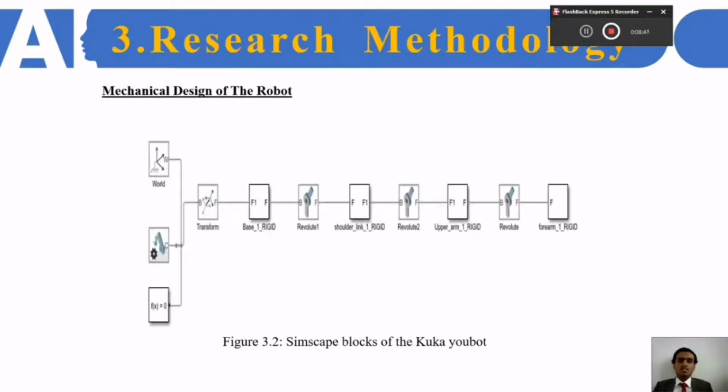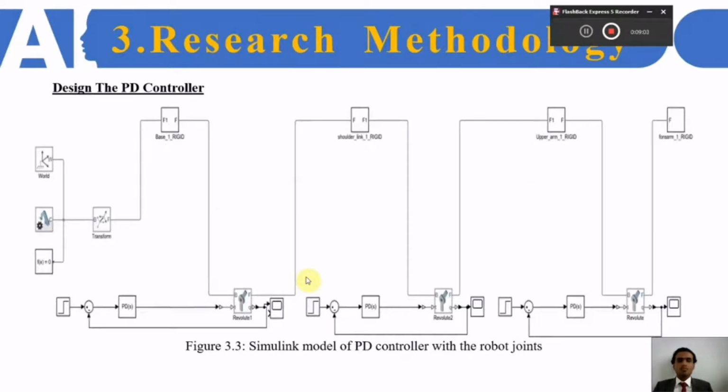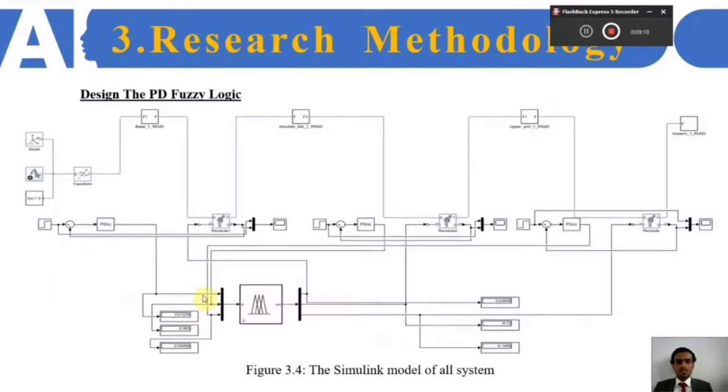This is the mechanical design obtained from Simulink. We can see here the joints of the robot, and also how we can control the gravity of the robot, how it works, how it moves. Here is the PD controller, how it is designed to control the joints of the robot by using 3 PDs, one PD for each joint. Here I added the fuzzy logic controller.